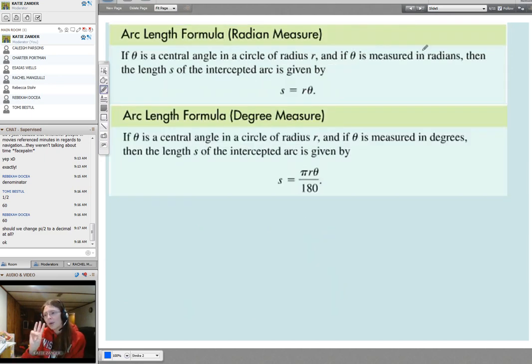Okay, concept number 3 is dealing with arc length. Now there are 2 different formulas that you're going to use depending on what unit of measure you're working in. If you're working in radians, we use this formula right here. So S is the length of the arc, right? S equals your radius times your central angle theta, which is in radians. Sorry, almost made a mistake there.